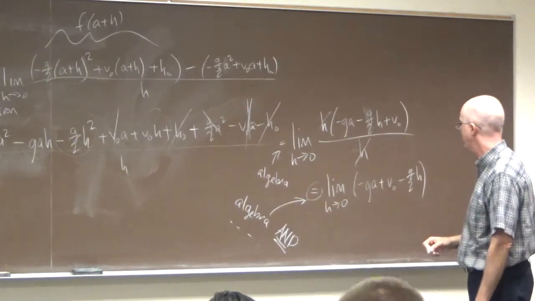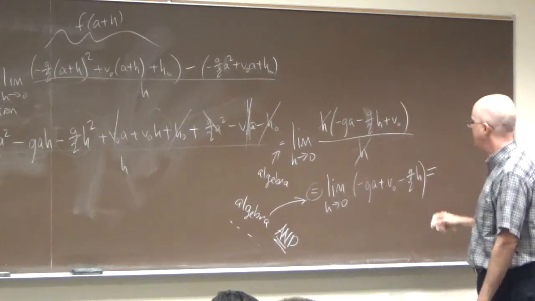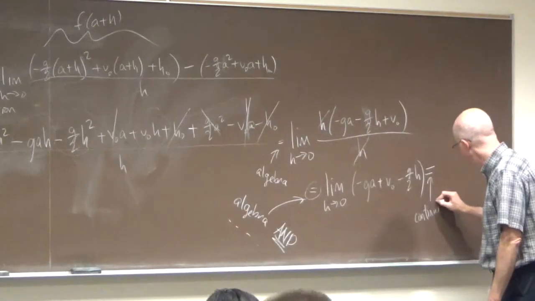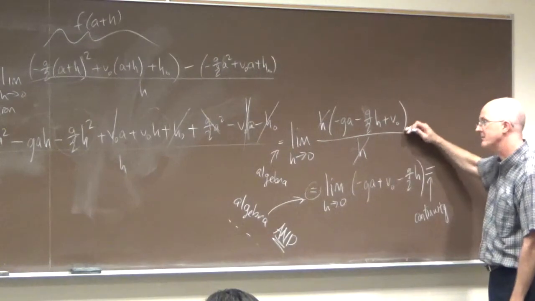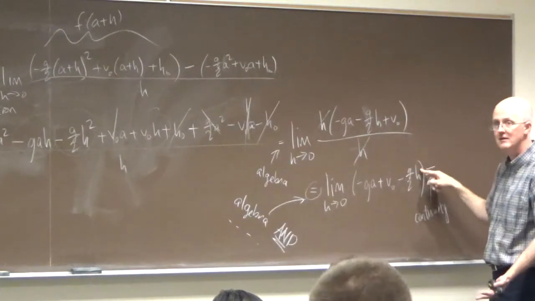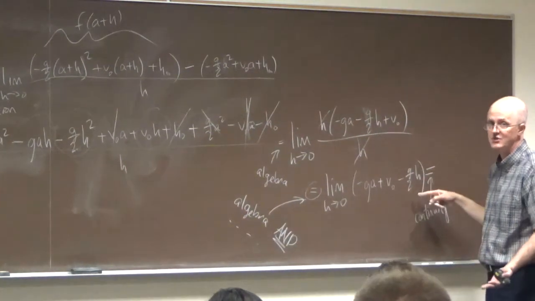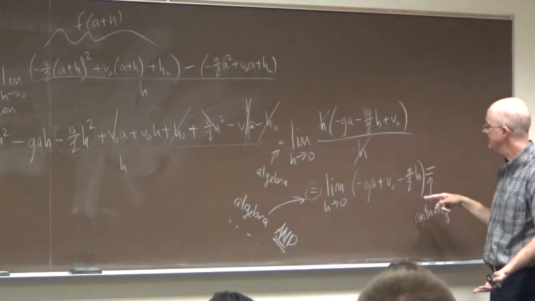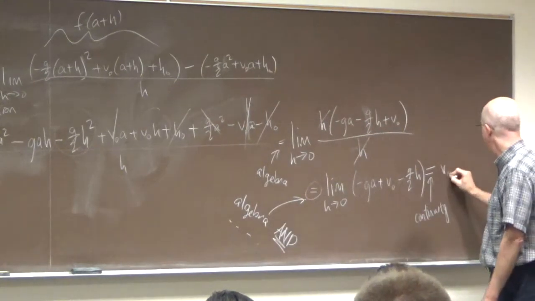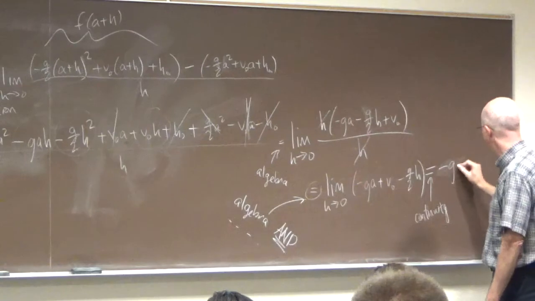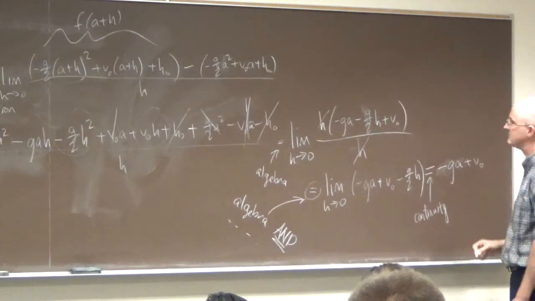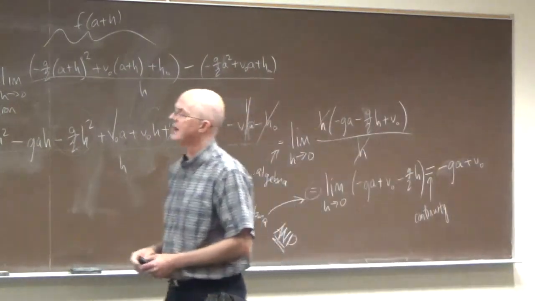Just did a little rearranging there as well. Now I can plug in h equals 0 because of continuity. Not of the original difference quotient, not of this simplified version, but of this thing right here. That's a linear function of h, first power. Graph as a function of h is a straight line. It's continuous. You can evaluate the limit by plugging in h equals 0. And if you do and rewrite it a little, it's negative g a plus v0. And that is correct.